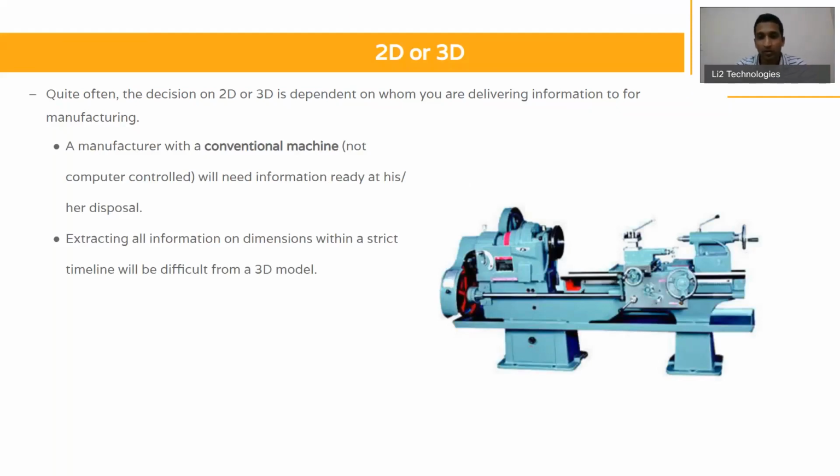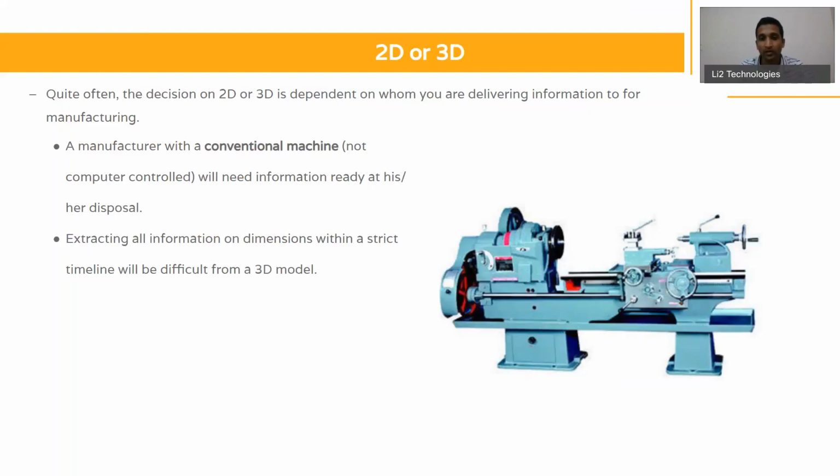A manufacturer who has a conventional machine, be it a lathe or a conventional drilling machine, which need not have any access or a computer control, quite often requires a paper in hand which talks about details of the design. This has to be a ready reckoner for them.